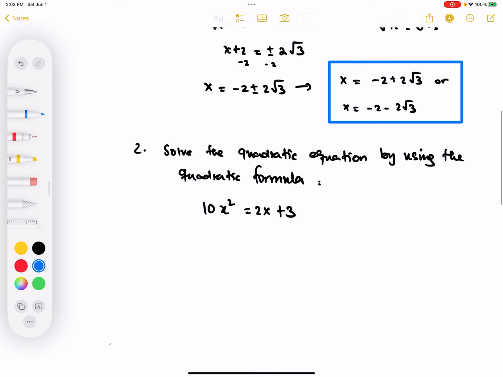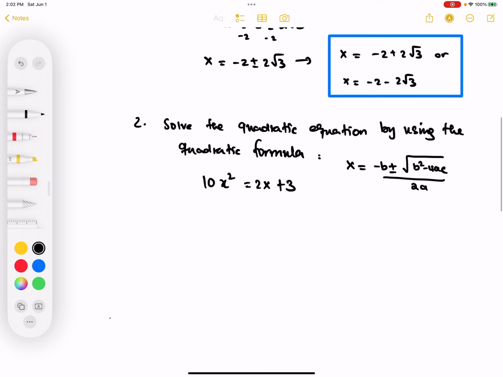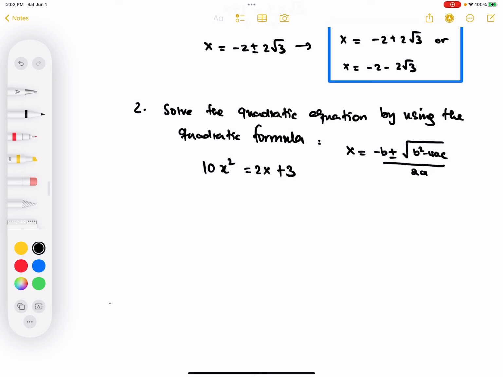Let's see how to solve a quadratic equation by using the quadratic formula. Please don't forget the quadratic formula, which is x equals minus b plus or minus the square root of b squared minus 4ac, over 2 times a. You will not be given the quadratic formula during quizzes and exams, so you have to memorize the formula. So let's see how we can solve this one using the quadratic formula.